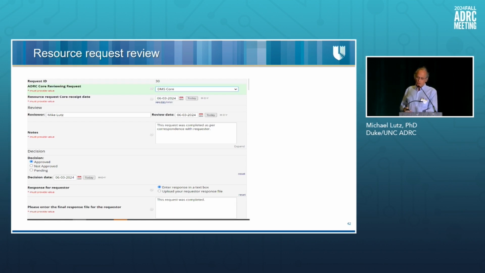The review forms have several parts, including capturing the communication of the response to the requester, the decision, which can be approval or not, and for approvals, assignment to an individual in the appropriate core. For approved requests, the person assigned to fulfill the request receives an email and eventually fills in the details, for example, a specific data set identifier.